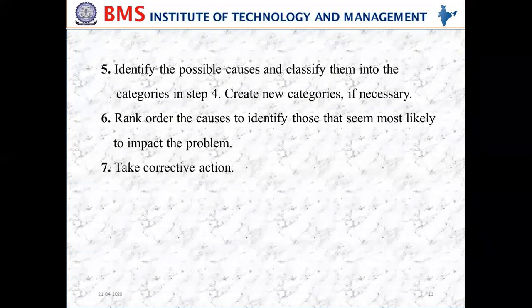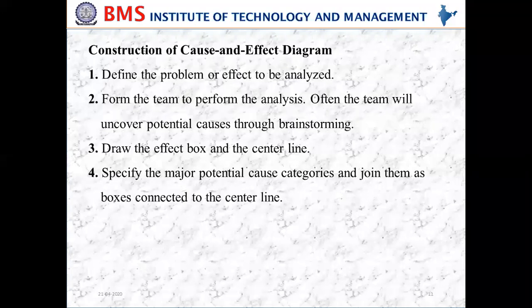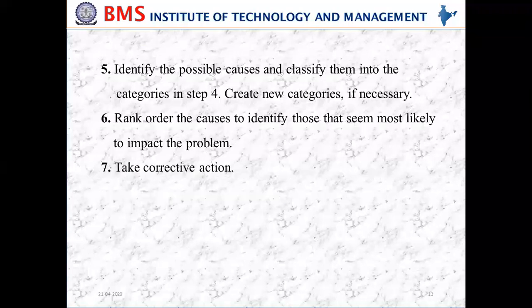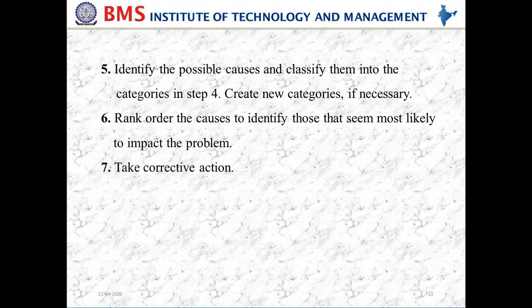Then identify the possible causes and classify them into the categories from step 4. In step 4, we said it may be because of the machines, or the methods, or the materials. So all these causes need to be identified, and then you classify them into the categories stated in step 4, and create new categories if necessary. Suppose it is other than these 5 categories, you may find one such as environment, and that also can be created as a new category.